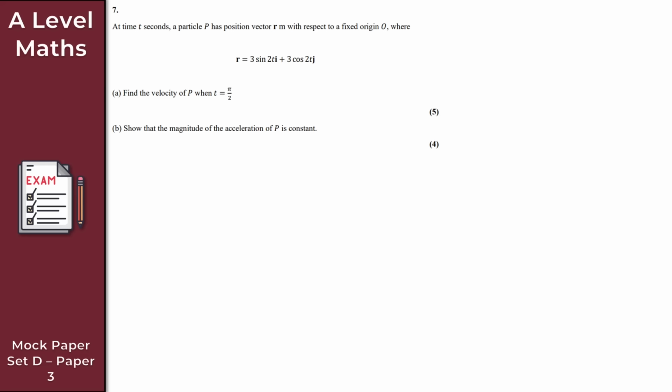So question 7 then. What we're told here is at time t seconds, a particle P has this position vector here, so r meters with respect to a fixed origin O, where r is given as the following. So for the first part then of this question here, so part A, it just says then find the velocity of P when t is equal to pi over 2.